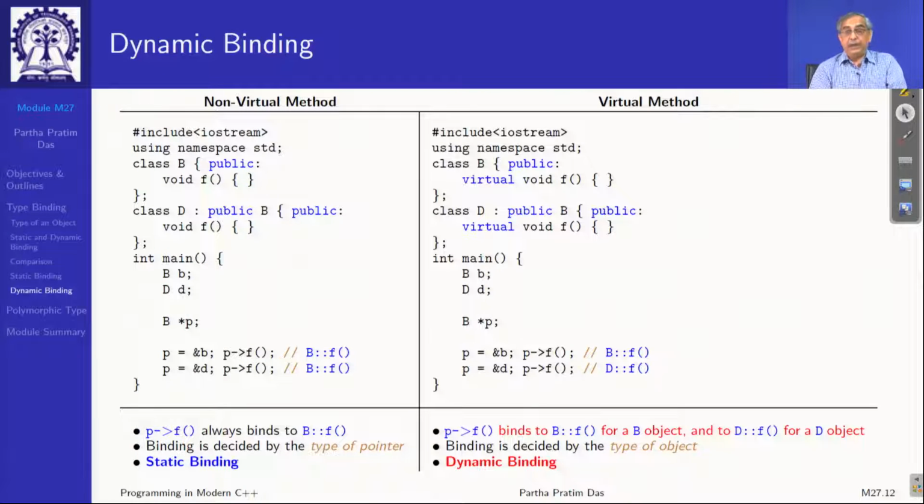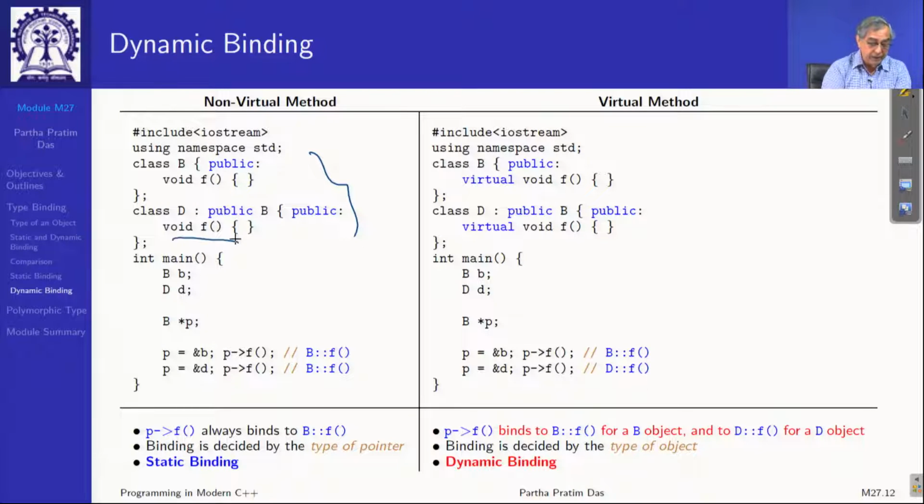So, this was about static binding. Now, let us talk about dynamic binding. Here D is a derived class, B is the base class, and I am overriding the function f.